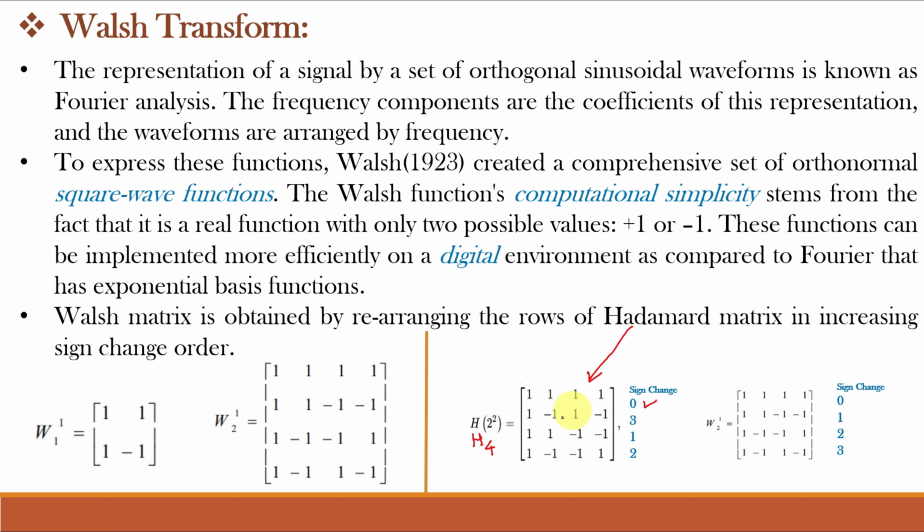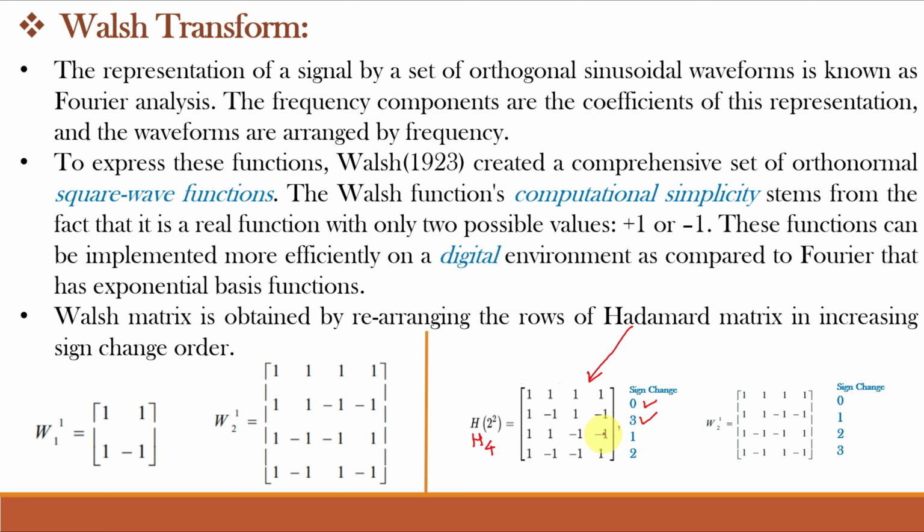Now let us consider this row. This is -1. Going from -1 to 1, there is one sign change. Again going from this 1 to this -1, there is again a sign change from 1 to -1. So second sign change. And going from this -1 to this 1, again there is a third sign change. So the number of sign changes in this row is 3: -1 to 1, 1; 1 to -1, 2; and -1 to 1, 3.